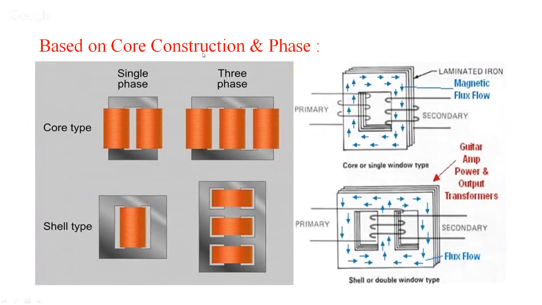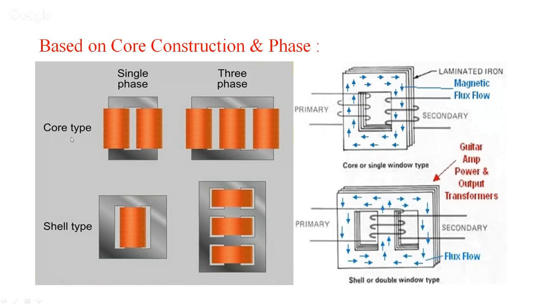Now, based on core construction and phase, let us understand what is core type and shell type of transformers. So here you can see this is a core type. That means here this is the core of the transformer. The winding is placed on the two limbs of the transformer. As you can see, this is one limb or leg. This is another limb or leg, and windings are placed on that. So such a construction is known as core type of transformer. This is in case of single phase core type. This is how the construction is.